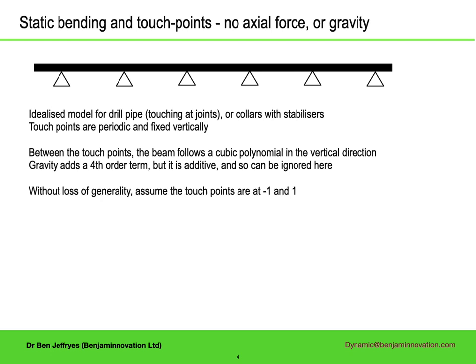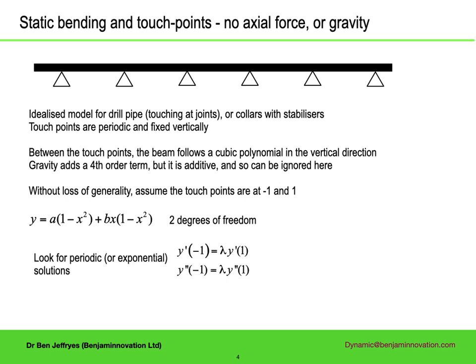With the touch points at plus or minus 1, the displacement y in terms of the coordinate x has to vanish at the touch points, and so looks like this in general. As you can see, there are 2 degrees of freedom. Just as with propagating waves in periodic structures, we could write all solutions as a sum of periodic or exponential solutions, which we find by imposing these boundary conditions. The solutions are exponential, not periodic, and have a scale factor of -2 plus or minus √3.